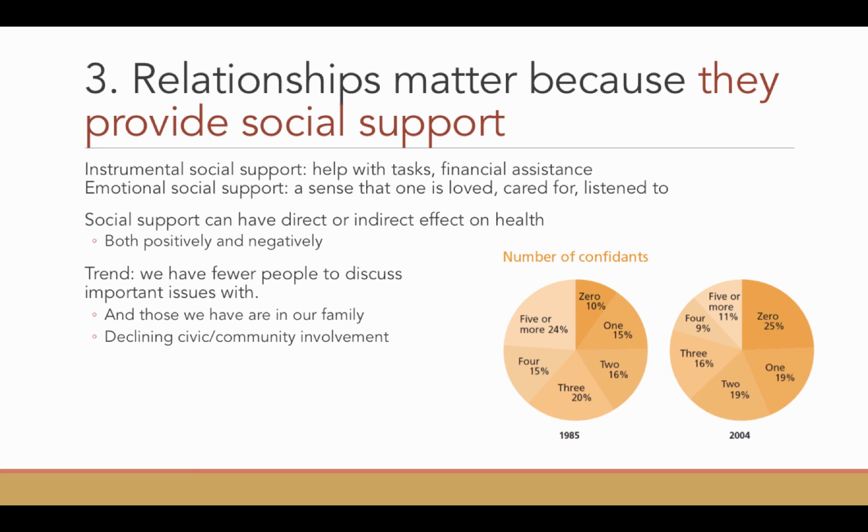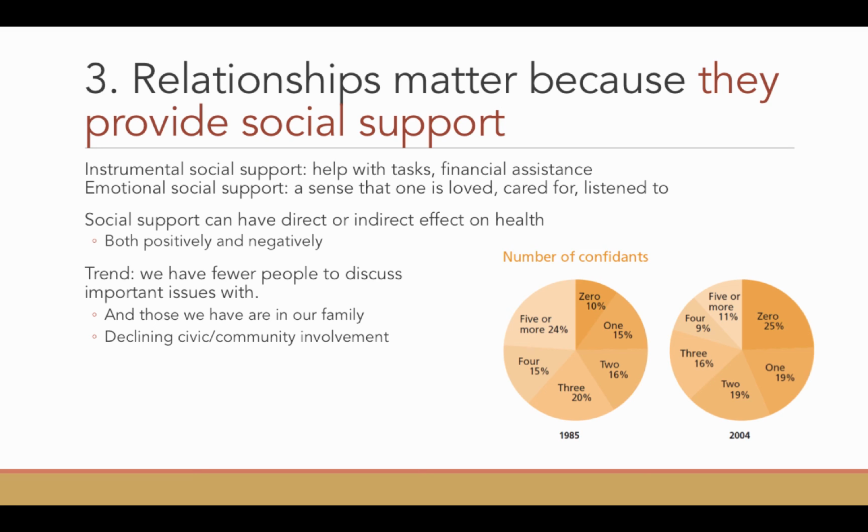In 1985, only 10% said they had nobody to call, but that number increased to 25% in 2004. And that number is even a little bit higher now. And what's even more striking is that not only has the number of people that we can talk to about important things declined, but the vast majority of the people that we identify now are people in our family. So we're not even having as many people outside of our family. Sometimes you got to get outside of your family. And that is much less likely to be the case now than it used to be.